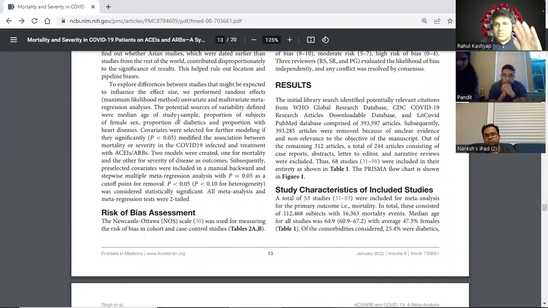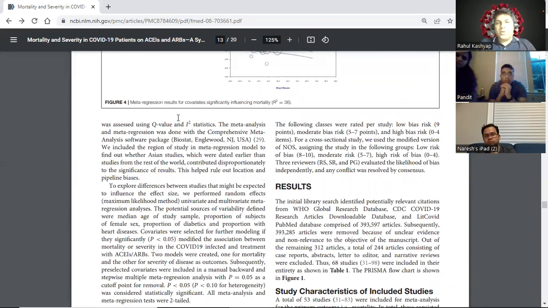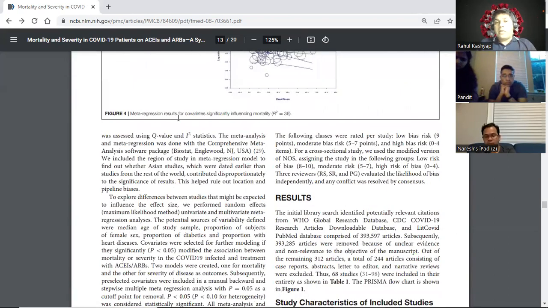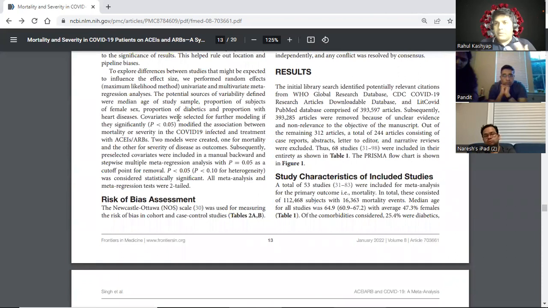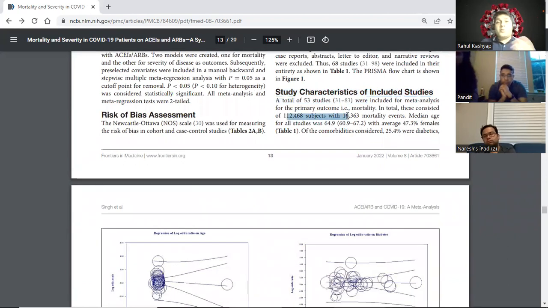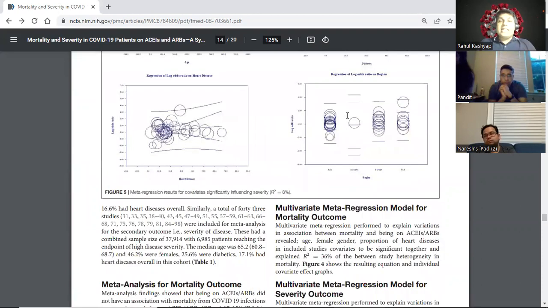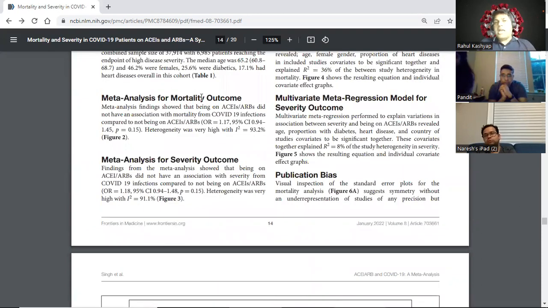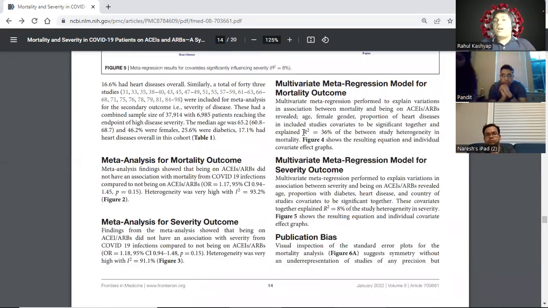So just avoid some of these figures which we are showing you, which may not be applicable to the simple meta-analysis you'll be doing. Risk of bias assessment and some of those things, as I talked about in a separate lecture, we'll talk about it. You talk about your study characteristics: total number of studies, what was the primary outcome, total number of patients in these studies, what was the mortality rate, and so on. And then you talk about what your results were for the mortality outcome and severity outcome, based on what your primary and secondary research questions are, the meta-regression model, and so on.